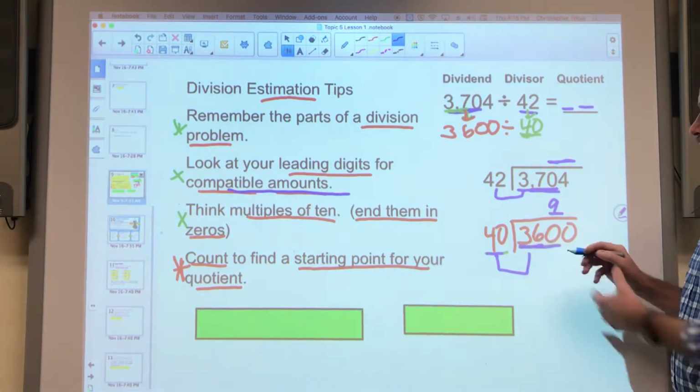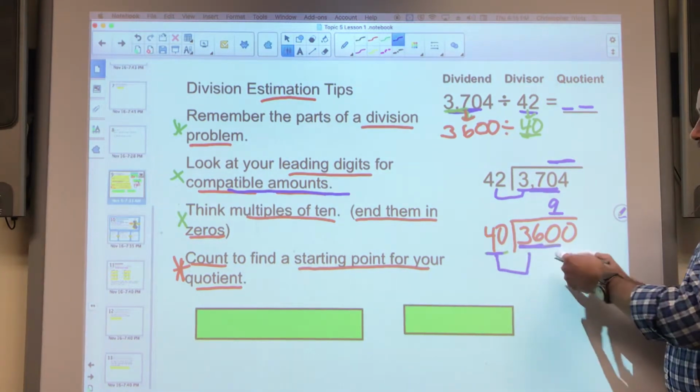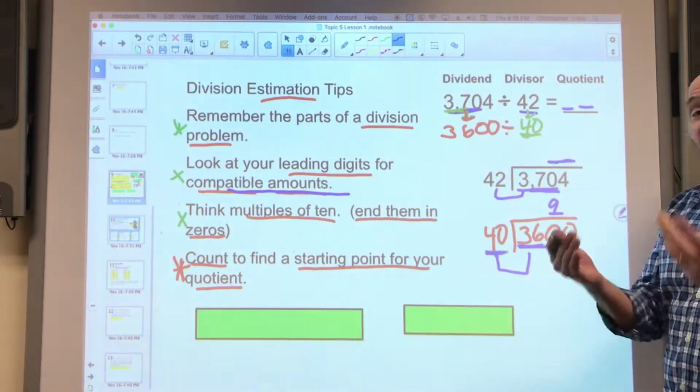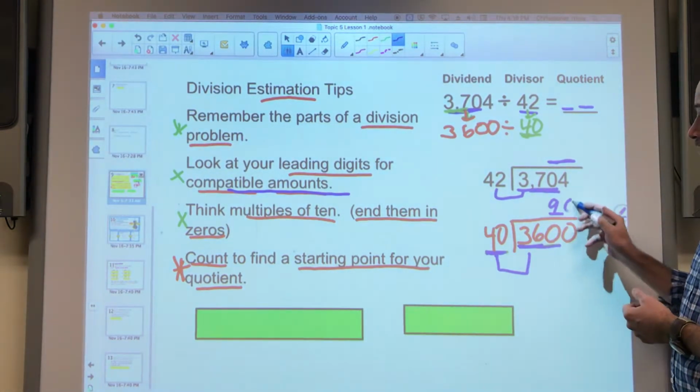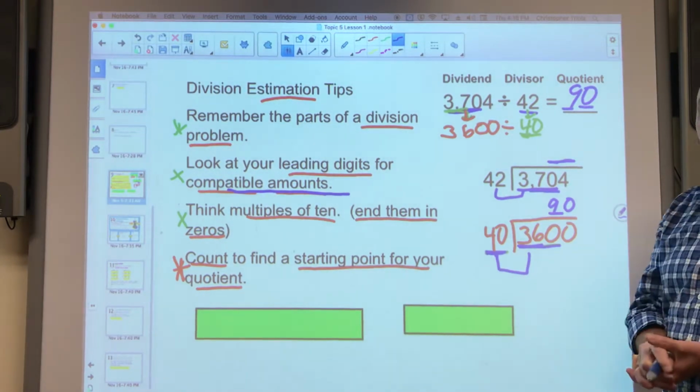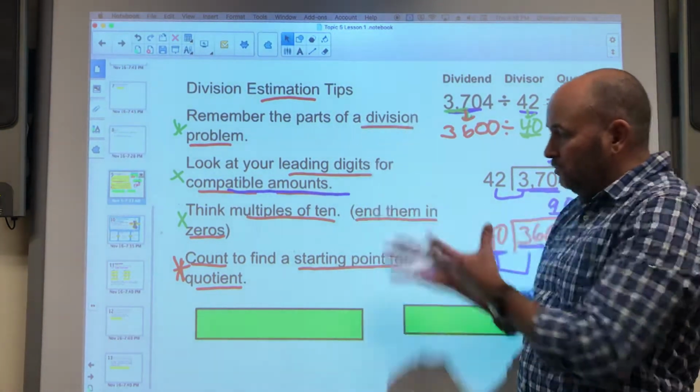And so we have 40 into 360, okay, but we used the leading digits to help us get there, and then we just annex a 0. So our answer to this would be about 90 times, all right? So that's how we use this information.